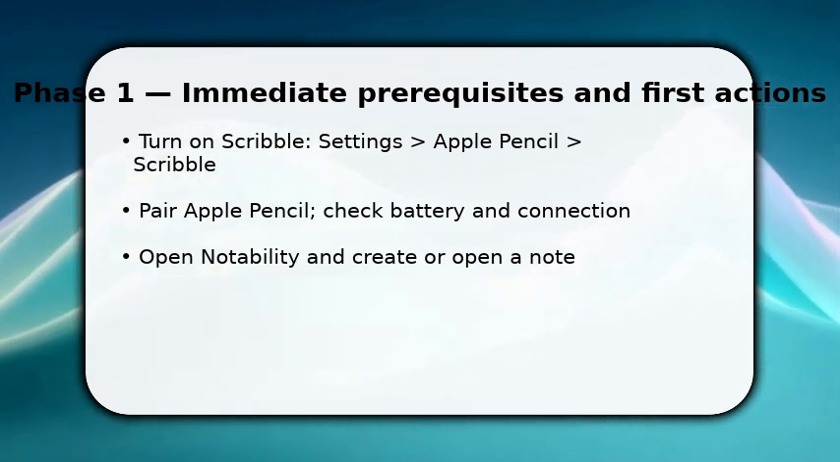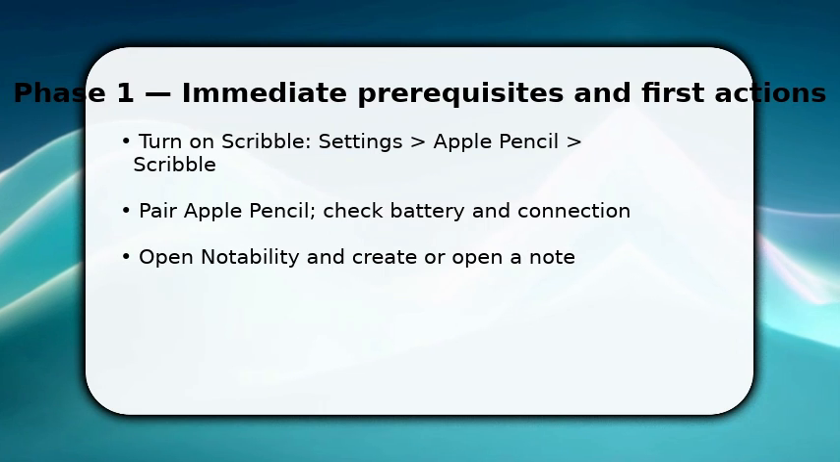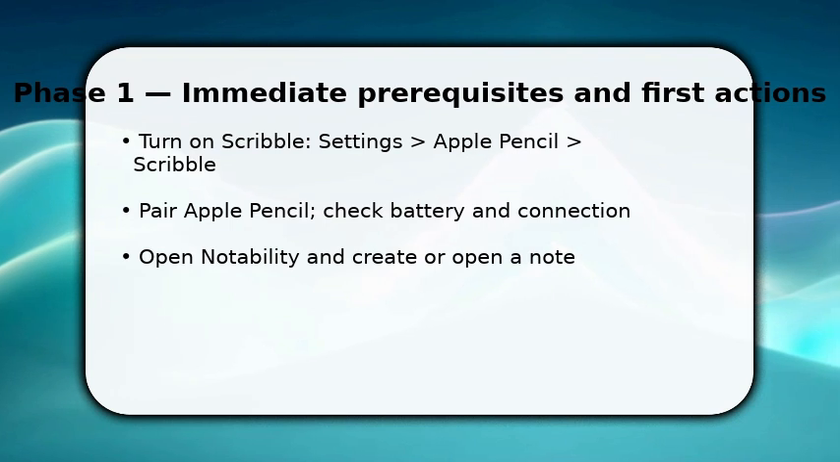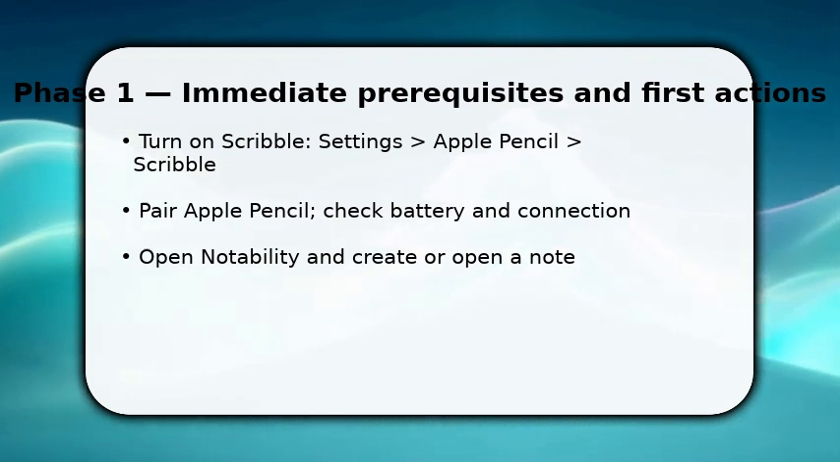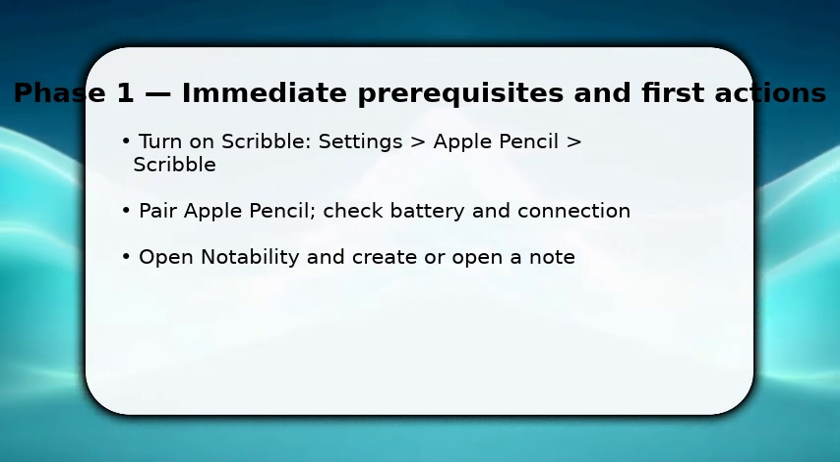test immediately. Once the note is open, tap a text box or the text tool to activate the iPad OS text field. This first action ensures Scribble can recognize input. It's the simplest way to begin writing with handwriting recognition in Notability, right away.